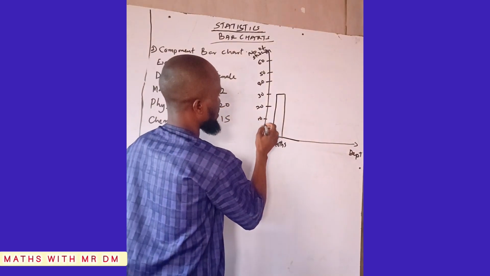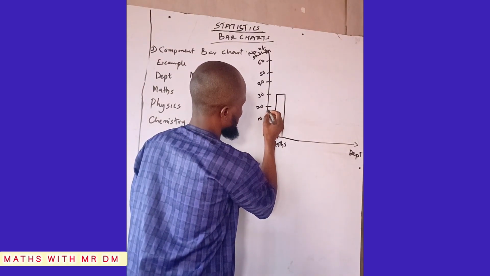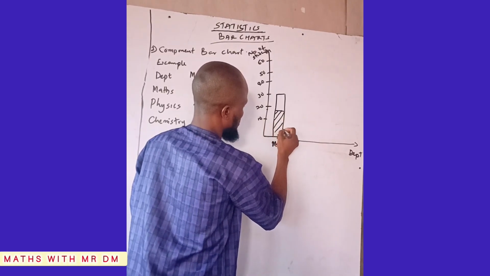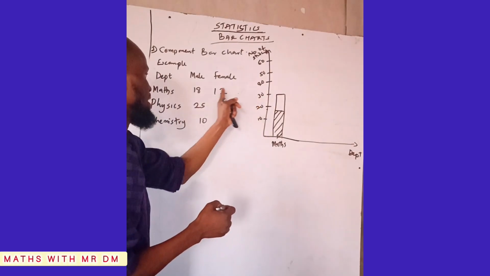So you are going to go back to your graph. I trace it to 18. It is going to go around here. You are going to shade it. So you shade the male. Automatically the rest is for what? Female. And that's all for maths.